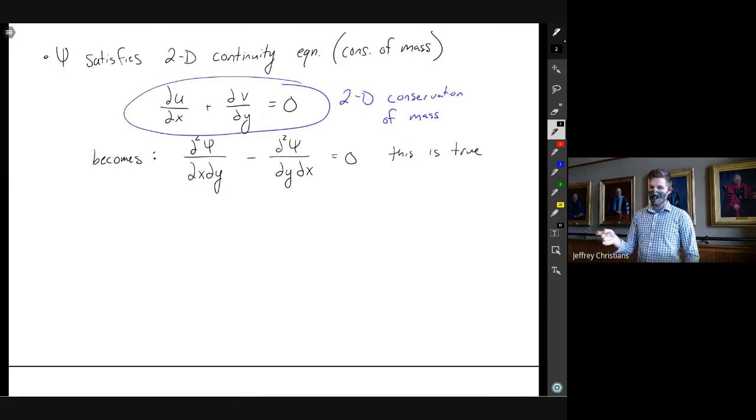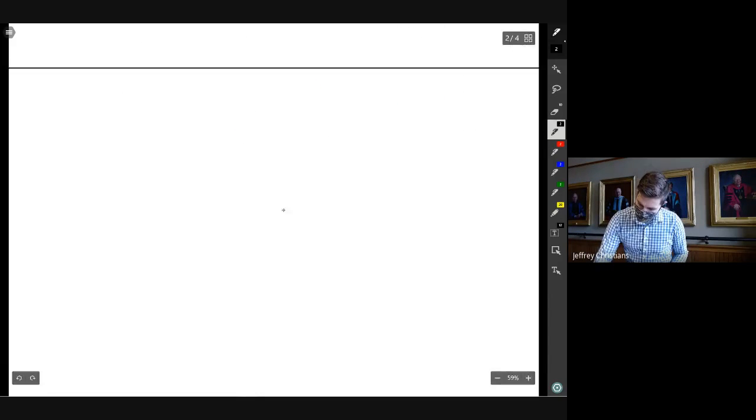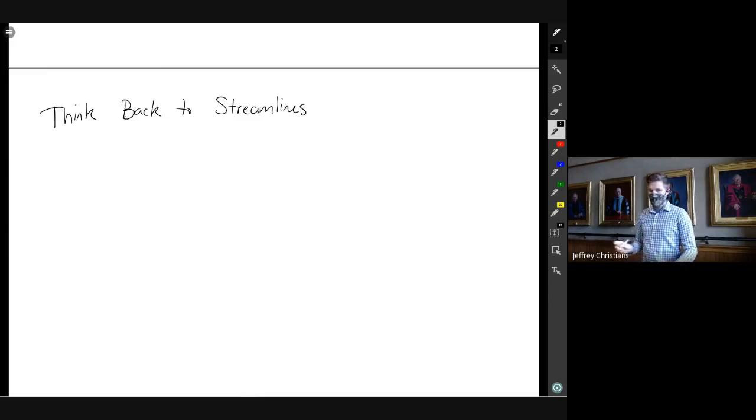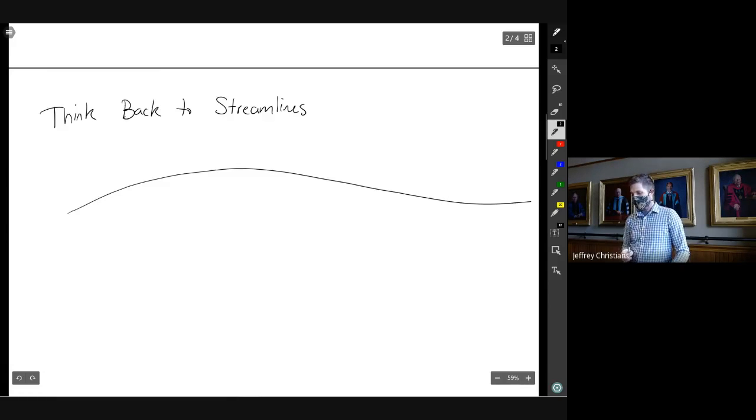So let's think about streamlines. This is the stream function. Let's think back to a streamline. So in a streamline, maybe it goes like that, some line. This streamline is by definition tangent to the velocity field everywhere. So we could pick out, say here, what the velocity is, and it's going to be that vector v.